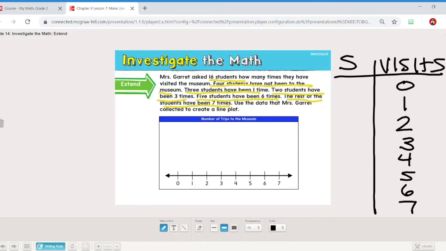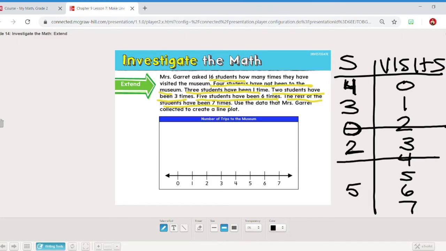4 students have not been to the museum. So 4 students have had 0 visits. 3 students have been 1 time. 2 students have been 3 times. Oh, no students have gone twice, so it's 0. They skipped 2 visits. 2 students have been 3 times. 5 students have been 6 times. So it looks like nobody went for 4 or for 5.